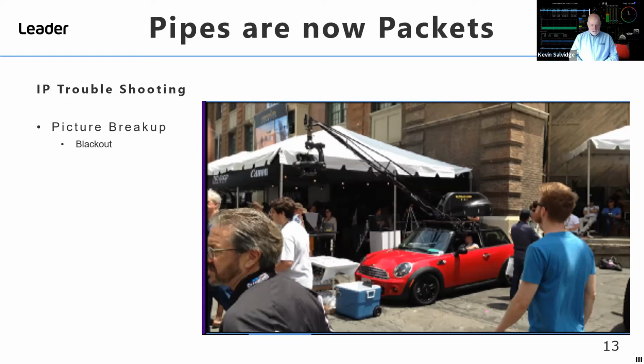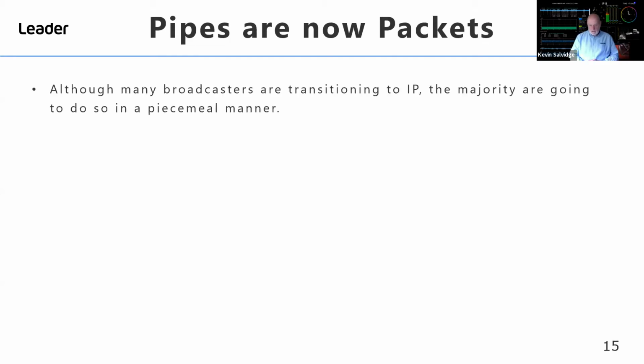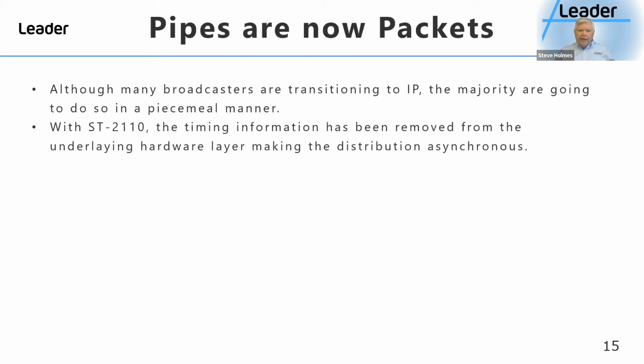Right. So we've seen the impact that dropped packets can have. How do we start investigating what might be causing these issues? It's a great question, Kevin. So one of the unique things is most of us are walking into this IP in a piecemeal manner. We're either starting greenfield so that we can learn it, or we're just making this section of my network IP and working out from there.